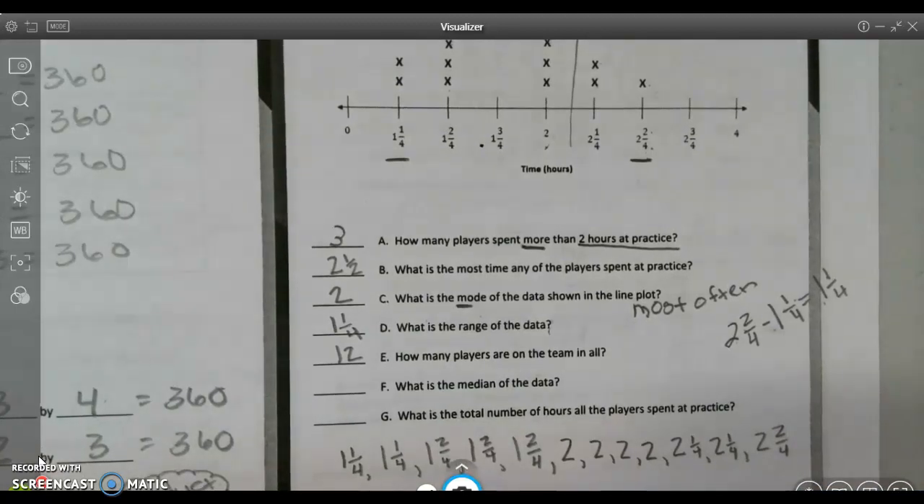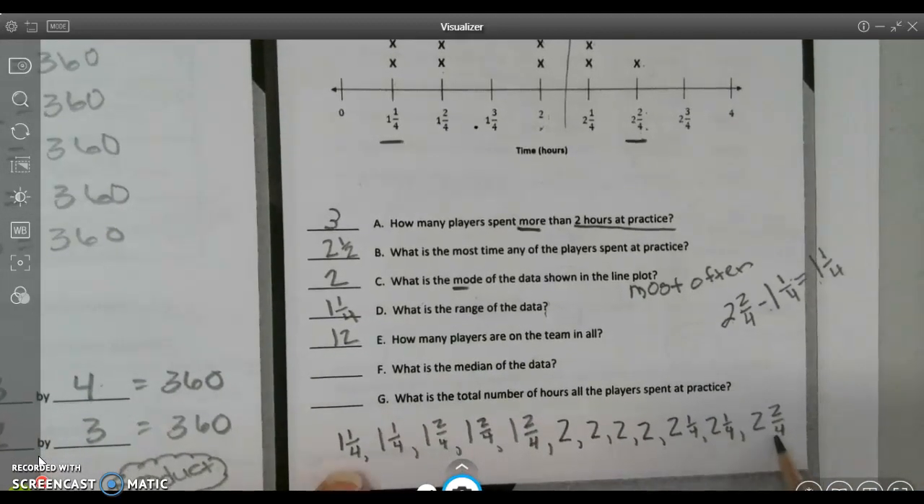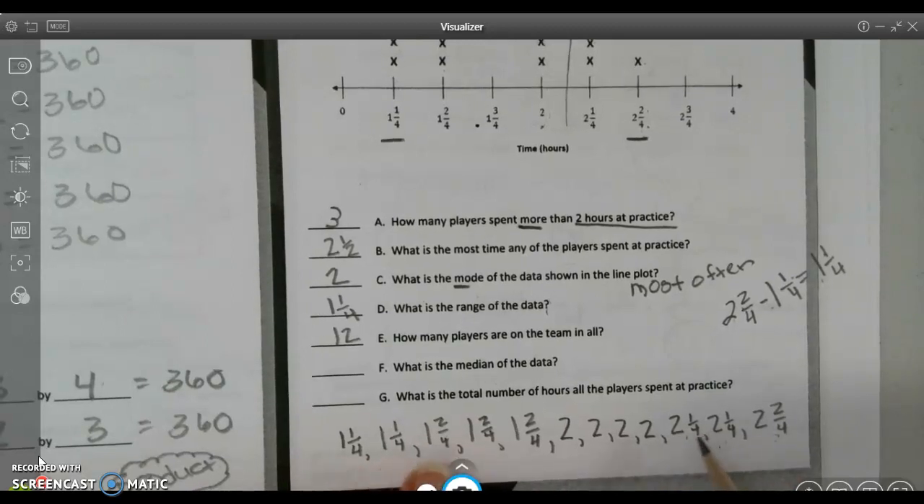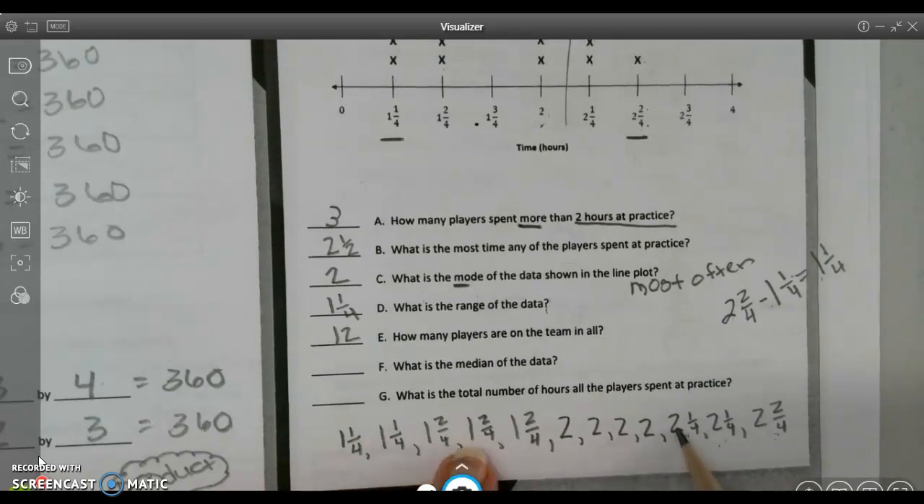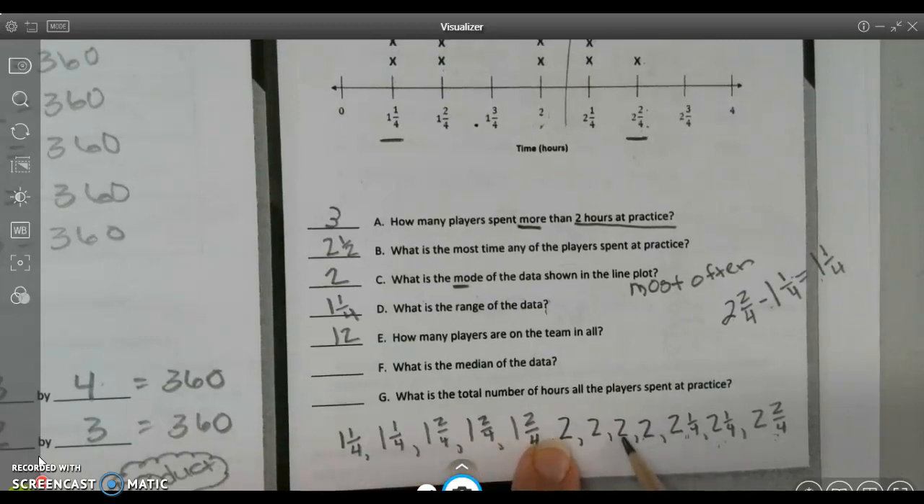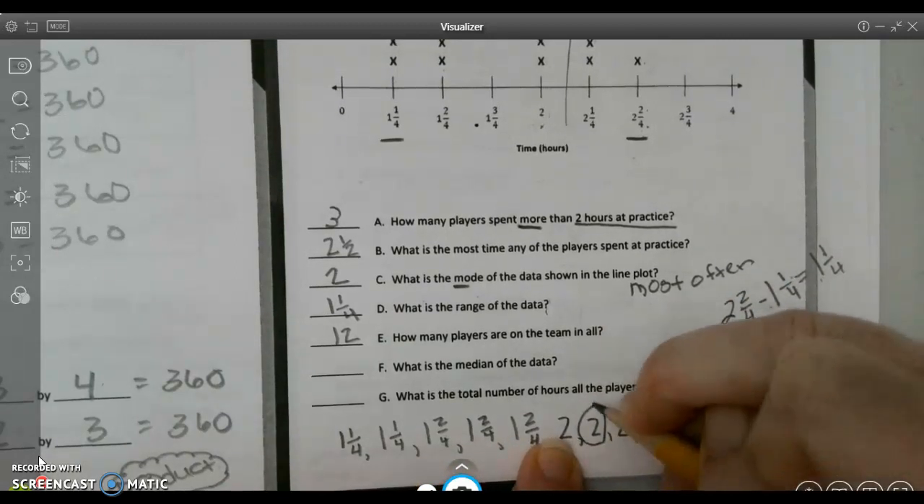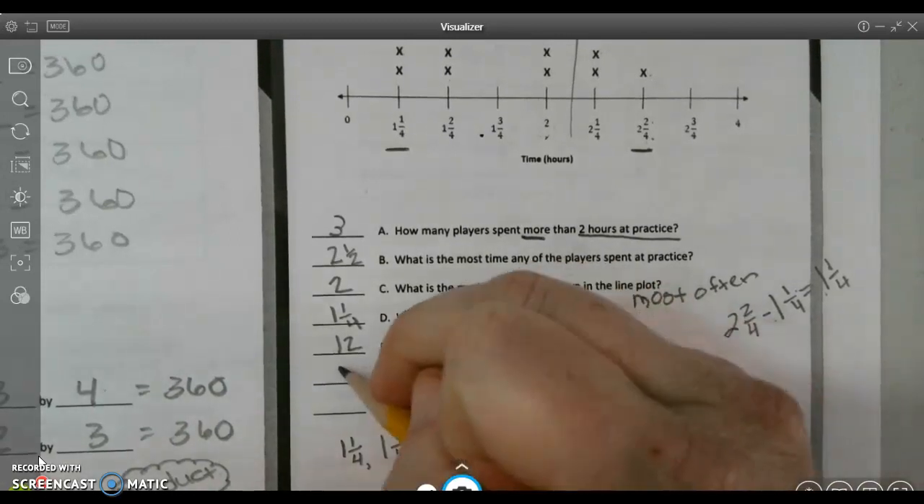All right, so to find the median, I start on the outside, and I work my way in, and I make my matches to find what number is smack dab in the middle, and it's 2.